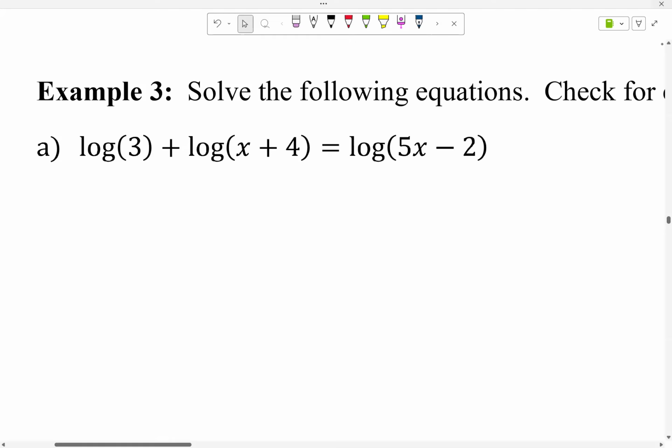Three plus get rid of all. We do that. Yeah, you can. Three plus x and then plus 4, it's 10 to the third. Plus.